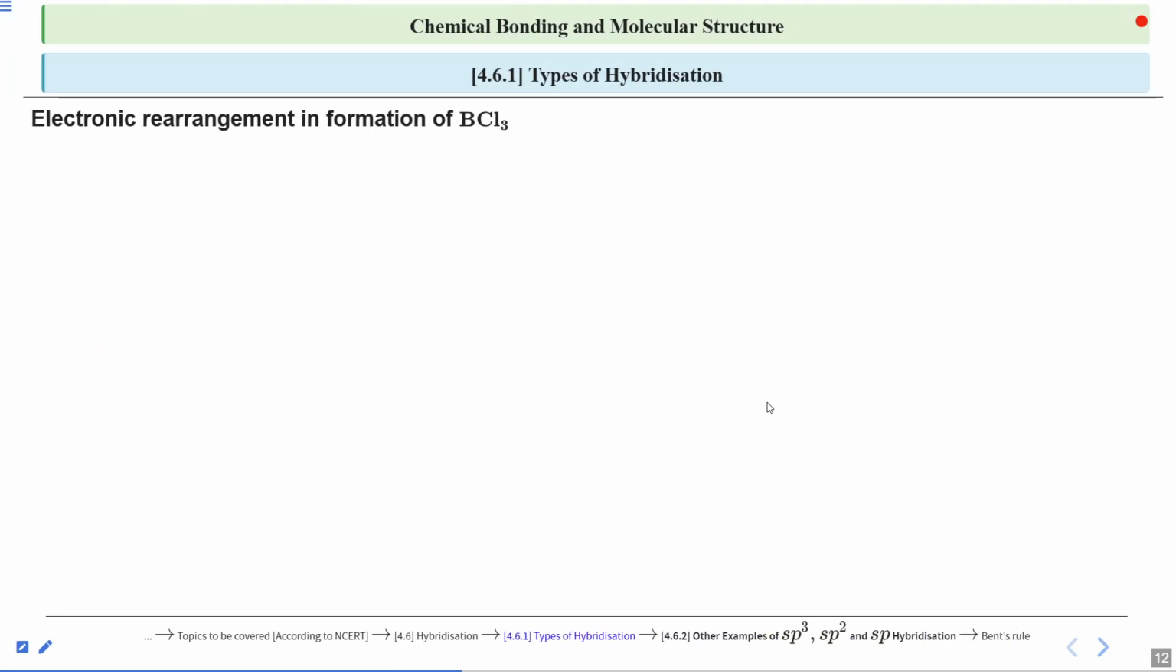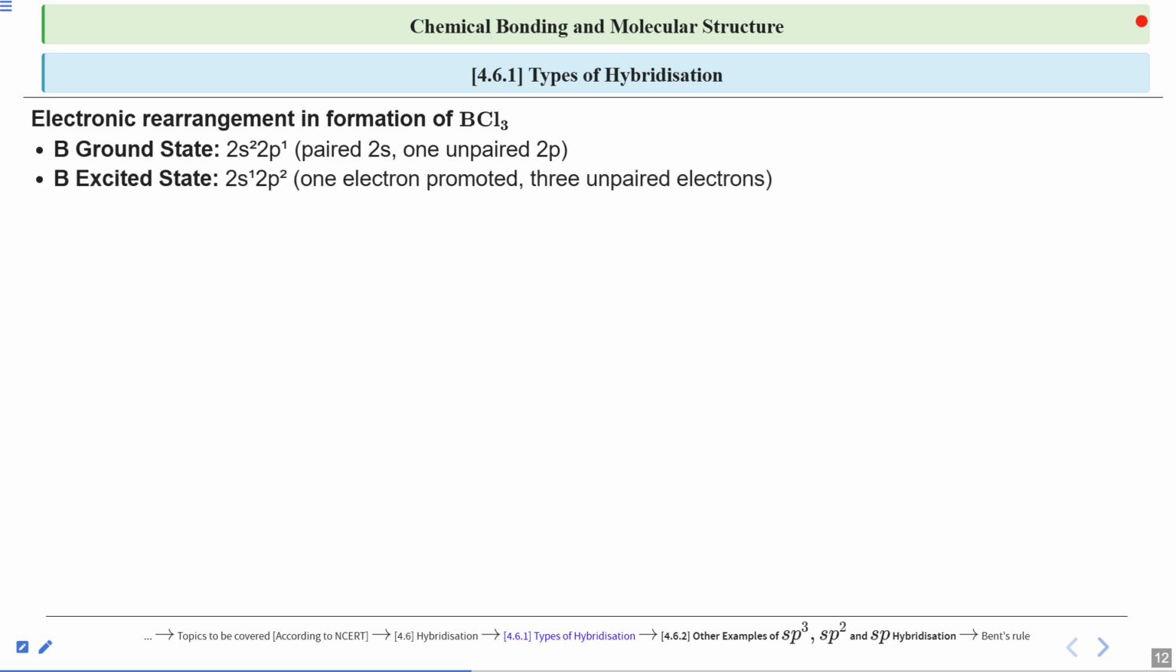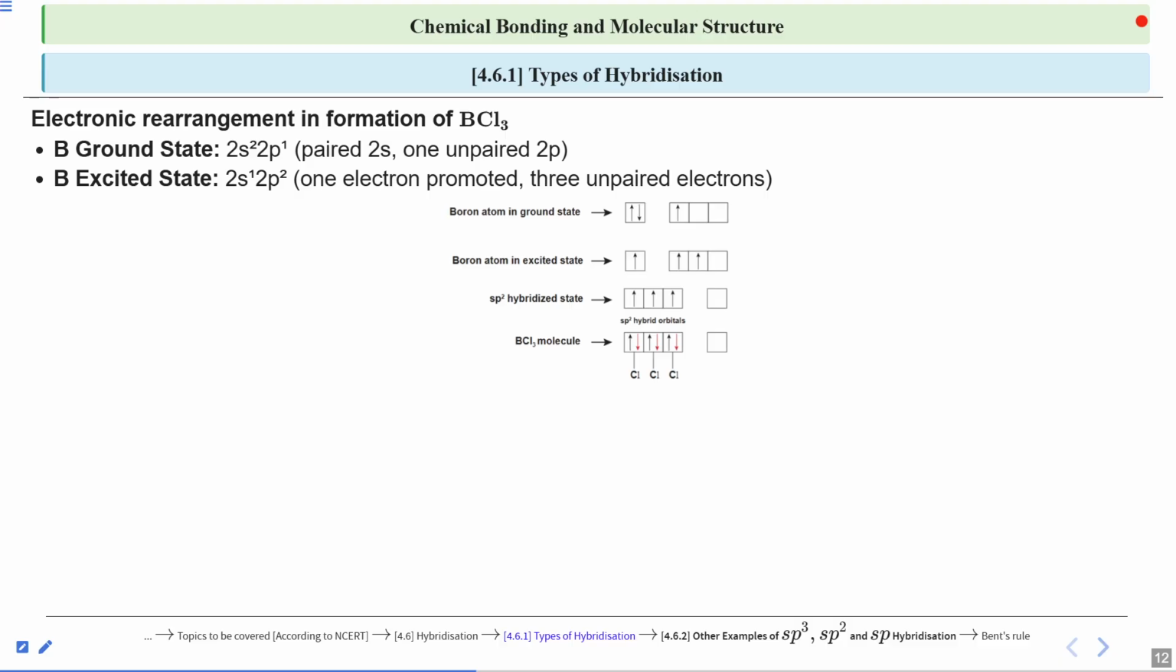Now, let us look at how we represent it through the electronic rearrangement. Again, the boron has a ground state of 2s2 2p1. The electrons will be promoted, and you will get 2s1 2p2. You can see it in the diagram. There is initially 2s2 2p1. Now, as the electrons are excited, the s will get 1 electron, and the py and pz will get the rest of the 2 electrons.